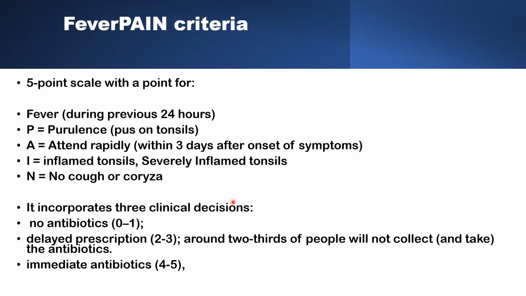Then 3 clinical decisions can be taken from there. If the score is 0 or 1, then no antibiotics are required. If the score is 2 or 3, then you can give the patient a delayed prescription for antibiotics to use only if symptoms get worse or do not improve in 3 days. Around 2/3 of people who have the delayed prescription will not use it. If the score is between 4 and 5, then the patient would require immediate prescription for antibiotics.